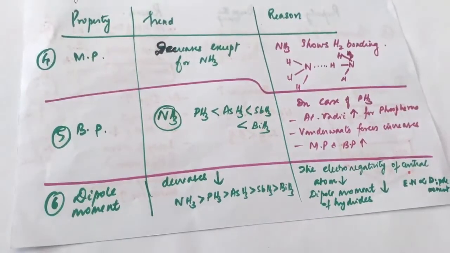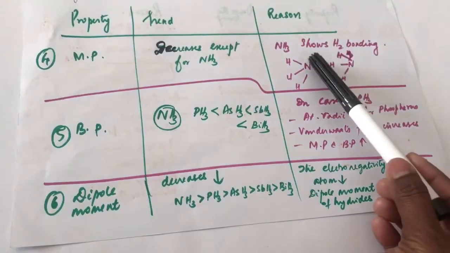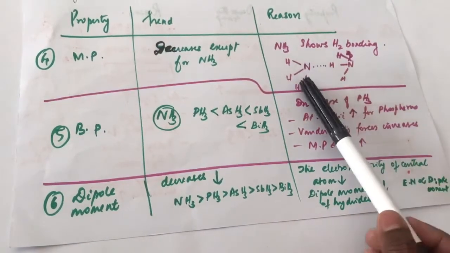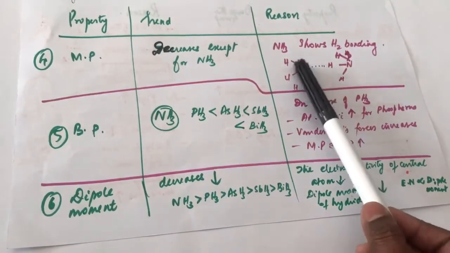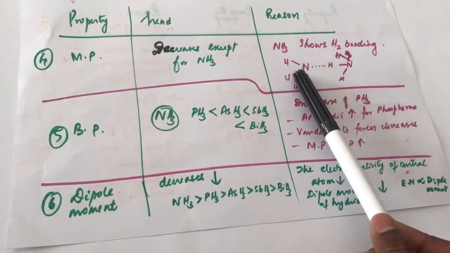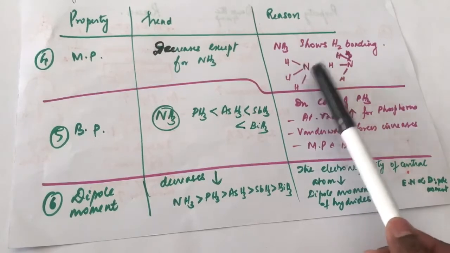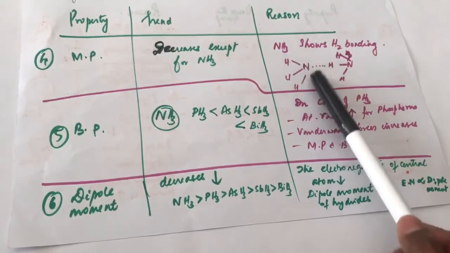But I will give you a hint. Why is it so? Because nitrogen is a very small molecule, and it doesn't have any d orbital for donating or taking in electrons for any bond formation. I hope you understood.